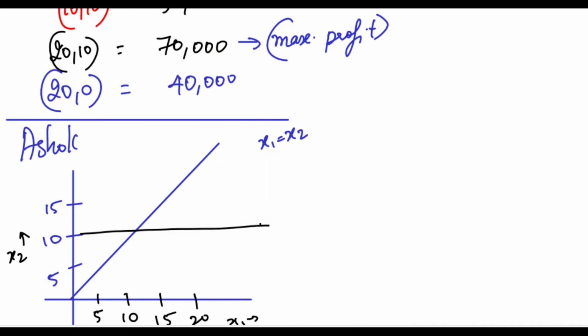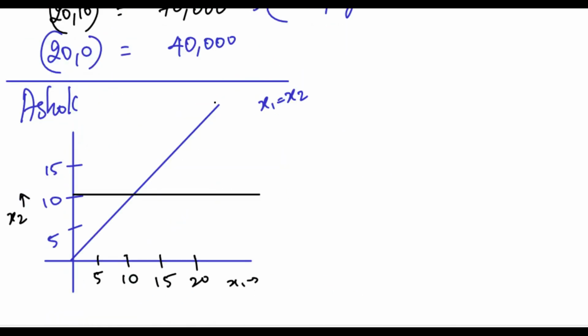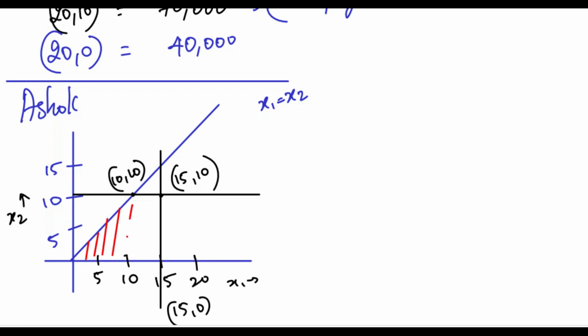So x2 is equal to 10 is already drawn. For Ashok they have given the constraint to be 15, so let me draw 15 now. So this would be (15, 10) and this is (15, 0). Since x1 is equal to x2, this would be (10, 10). This hatched area is the feasible region.